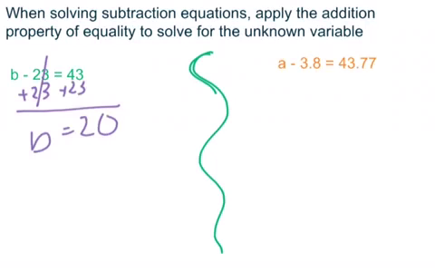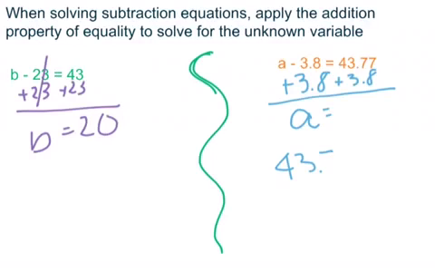If we look over here to the right, we have a minus 3.8 equals 43.77. Okay, so again, apply the addition property of equality. So we're going to add 3.8 to both sides. Again, the importance of lining up the decimal place is huge. Okay, so you have 43.77. We're going to add 3.8. We'll add a 0 there for place value.